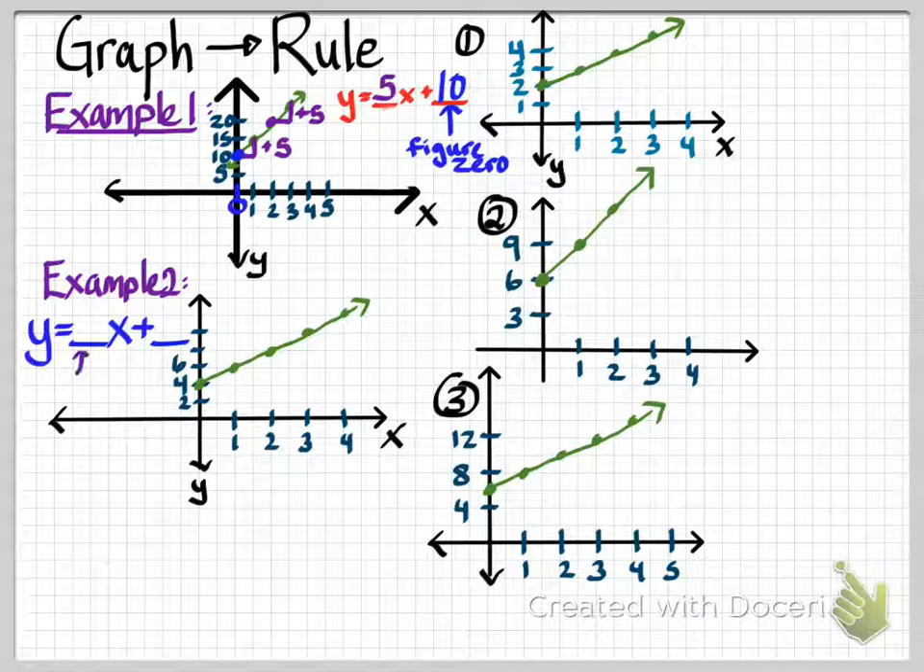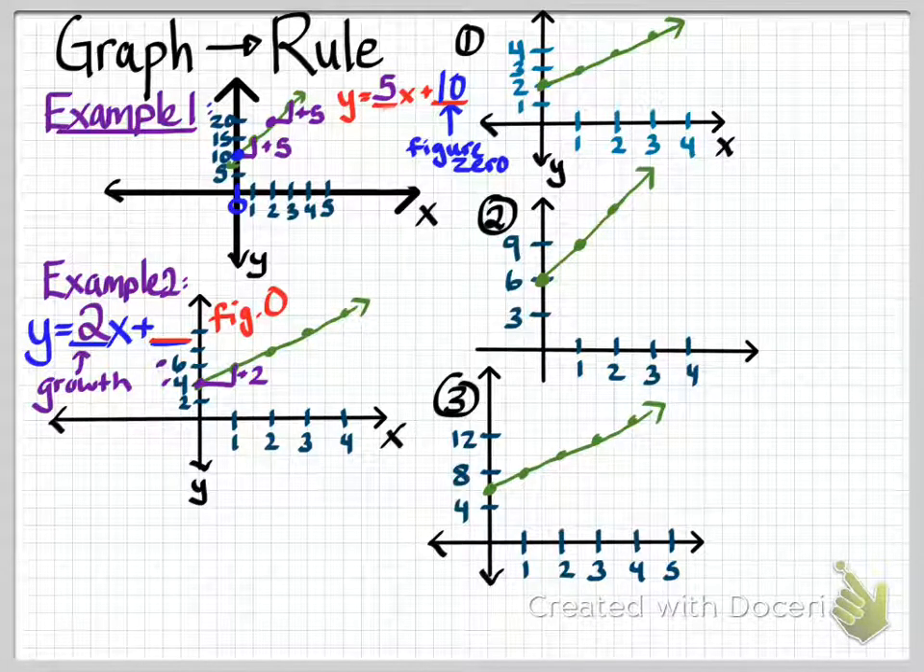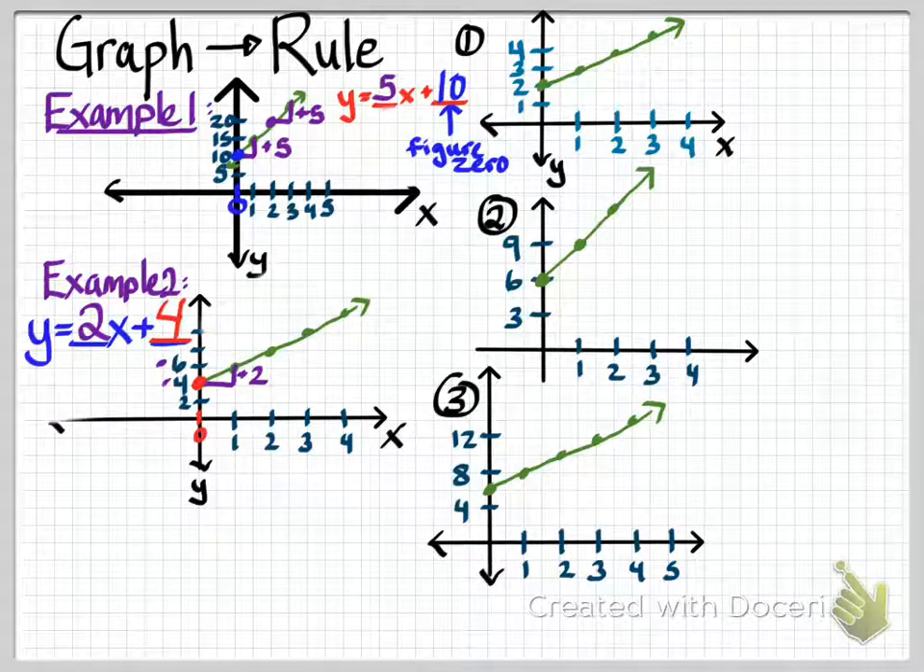So again, that first number is always the growth. So we're going to look at our graph and walk from figure 0 to figure 1 and see that we go up 2 tiles because we went from 4 to 6. So that's 2 tiles bigger. So our growth is 2. The next number we need to find is figure 0 because that's the number we always add on in our rule. So looking at the graph, we go to figure 0 and we go up to our line and we see that it's up at 4. So our rule is y equals 2x plus 4.